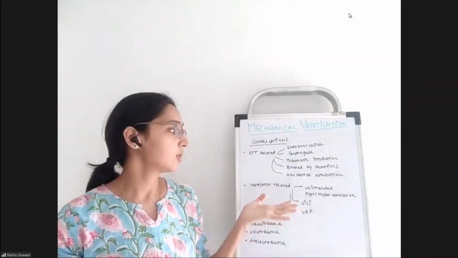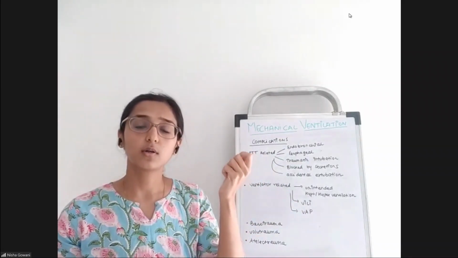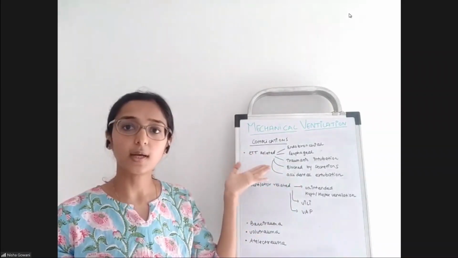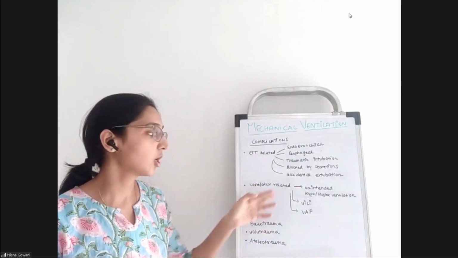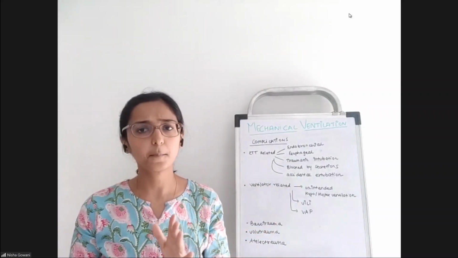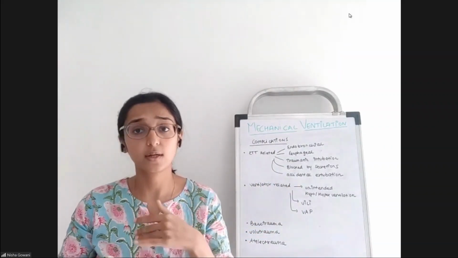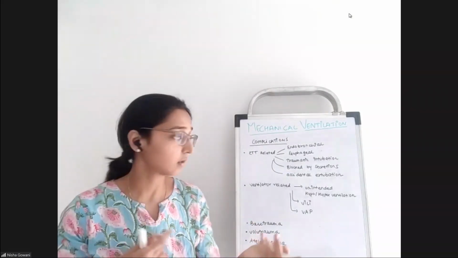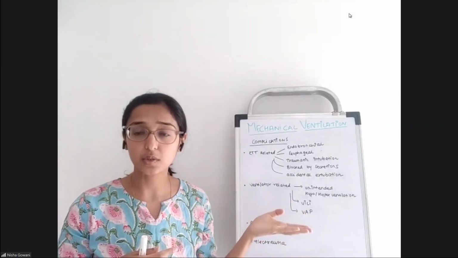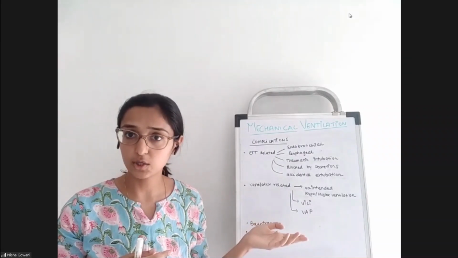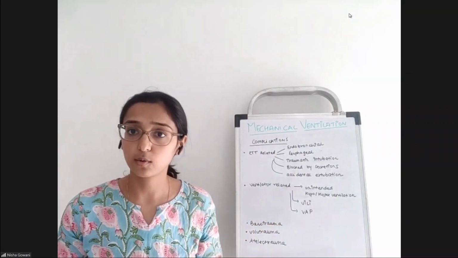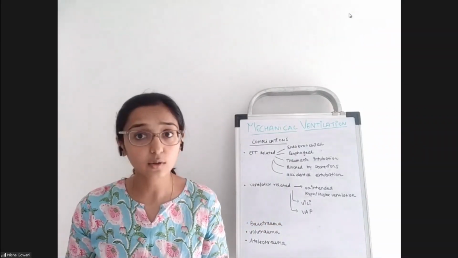There might be traumatic intubation or accidentally the tube may come out. So these are some complications related to the tube. Then there are ventilator related complications. So you have unintended hypo or hyperventilation might occur, CO2 retention or excessive CO2 washout may occur. Patient might have ventilator induced lung injury, ventilator associated pneumonia. The other complications are barotrauma, volutrauma, atelectrauma.